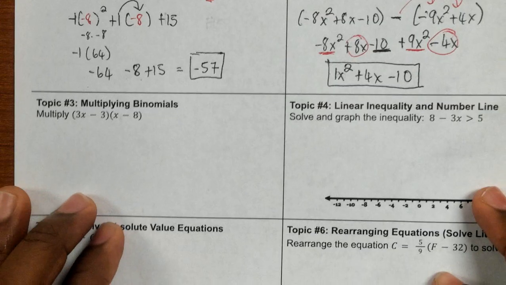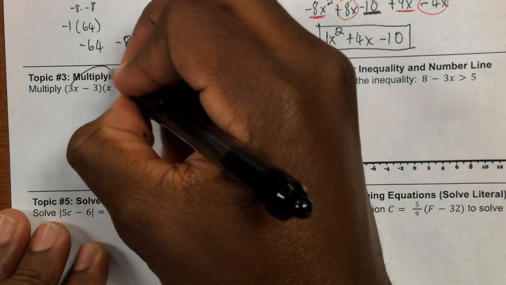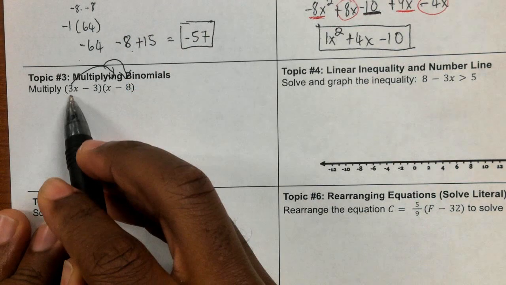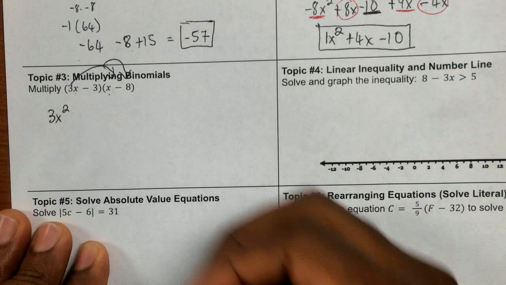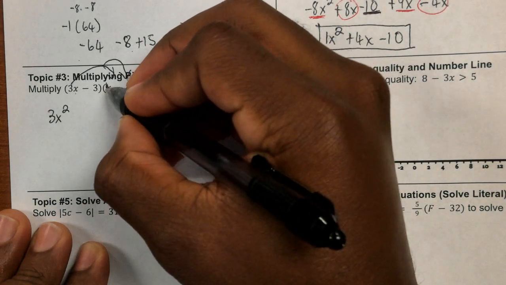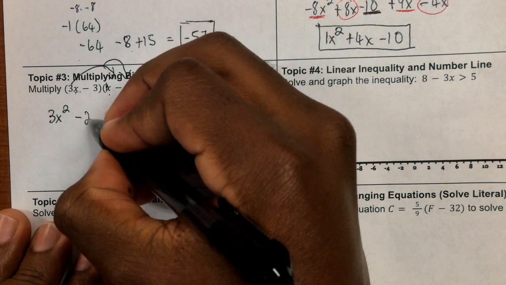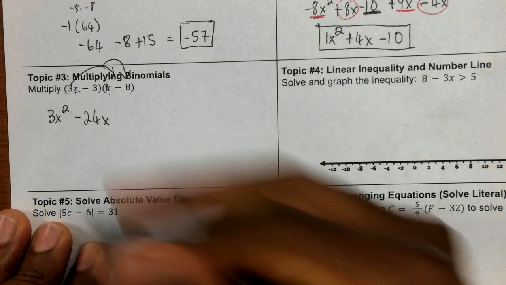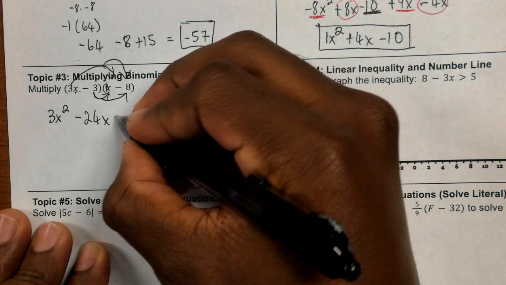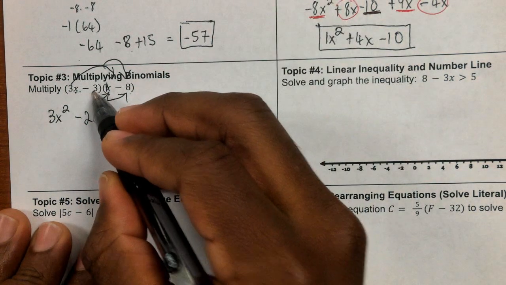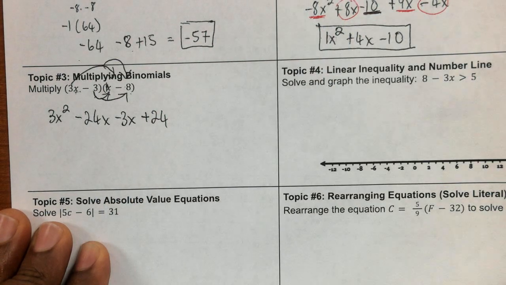Okay? The next question wants us to multiply binomials. So we're going to have to go ahead and distribute. 3x times x is 3x squared, because technically in front of this x is a 1, and 1 times 3 is 3. 3x times negative 8 is negative 24x. Now we're going to distribute the negative 3. Negative 3 times x is negative 3x. Negative 3 times negative 8, and a negative times a negative gives me a positive 24.